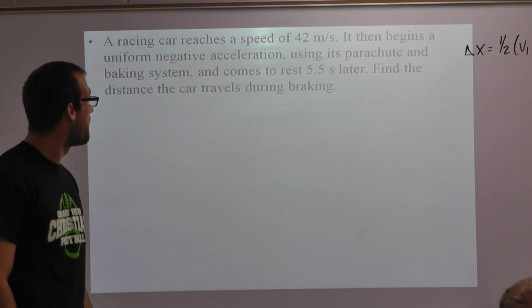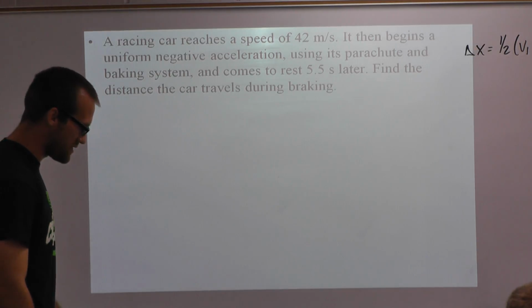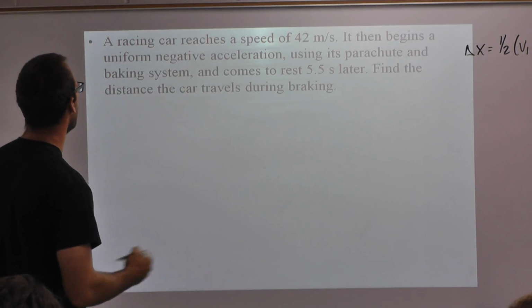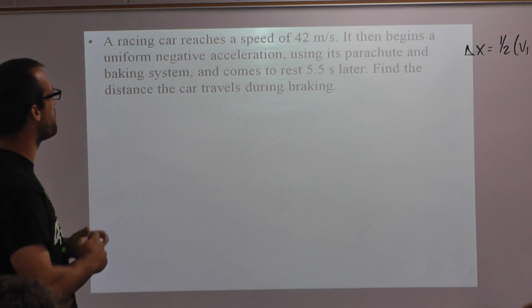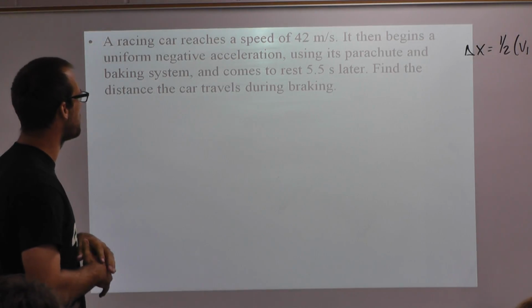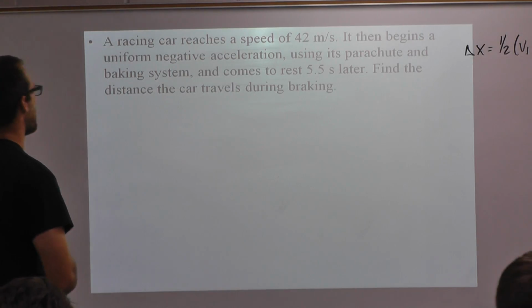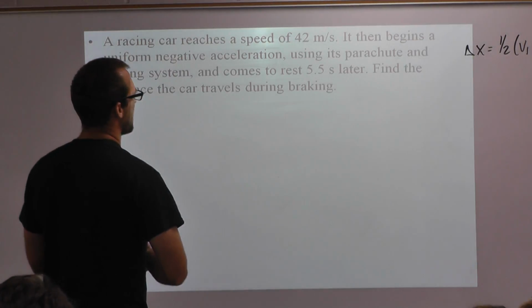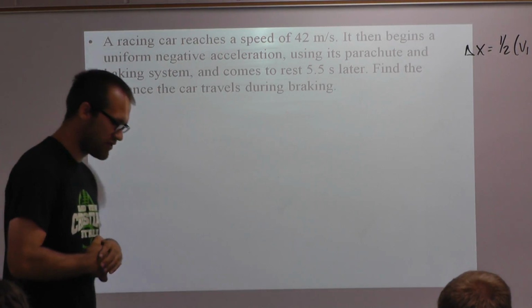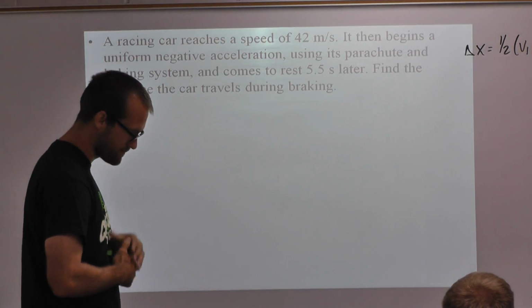Alright, let's try to do this kind of quickly here. This is not a real difficult problem. A racing car reaches a speed of 42 meters per second. It then begins a uniform negative acceleration using its parachute and braking system. It comes to a rest 5.5 seconds later. Find the distance the car travels during braking.